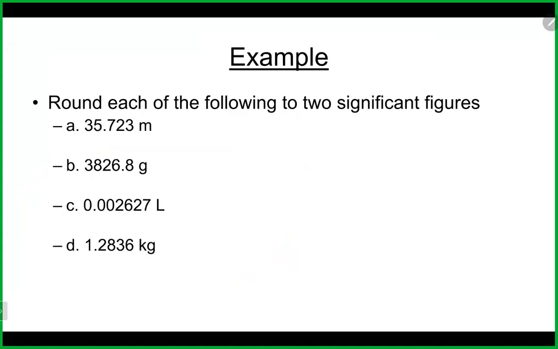So we want to round each of these to two significant figures. Let's take a look here. Our second significant figure is right here at the 5. We also talked about rounding, so we look at the next number, which is above 5. So we are going to round up, and this would then become 36 meters, which gives us two significant figures in this case.